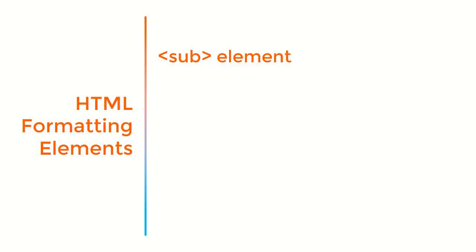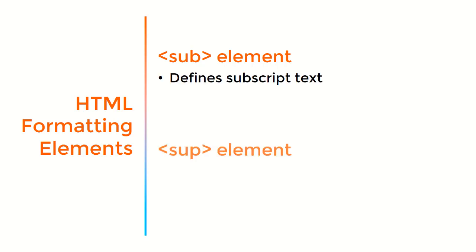The sub element defines subscript text. Subscript text is under the baseline of all other symbols of the line and has smaller font. The sup element, on the other hand, defines superscript text that is set slightly above the normal line of text and is relatively smaller than the rest of the text.